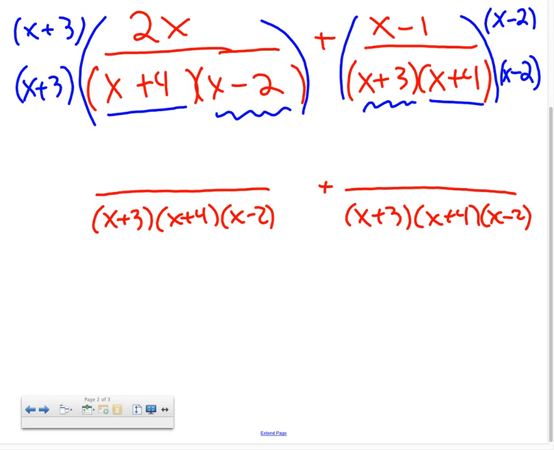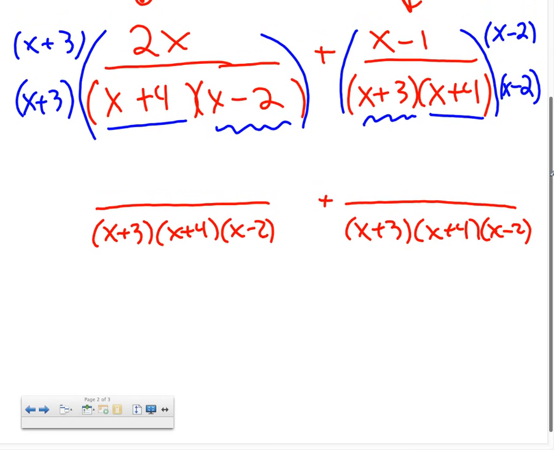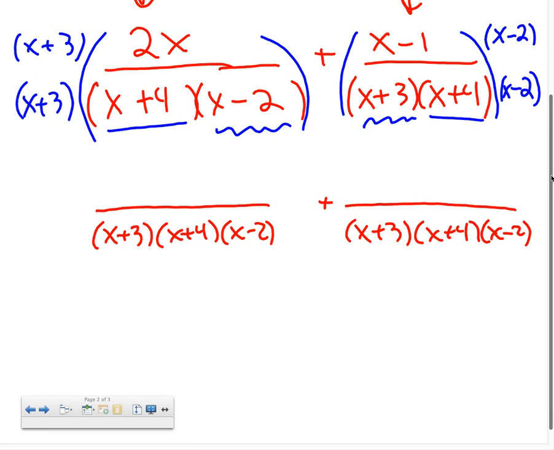Now on the top, remember when we multiply a binomial to something else, we have to do either the FOIL method or double distribute or whatever you want to call it. So if I look at the top of the first fraction, I'm going to take 2x times x, and that will give me 2x squared. Then I'm going to take 2x times 3, and that will give me 6x, and it's a positive 3, so I'll put a plus there.